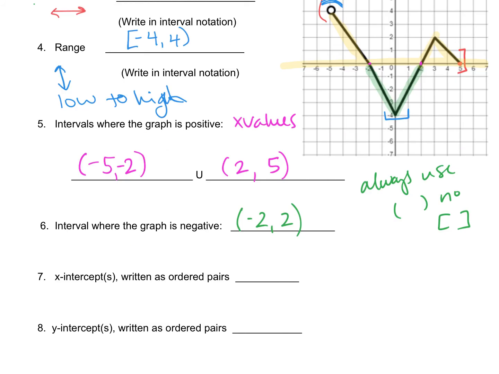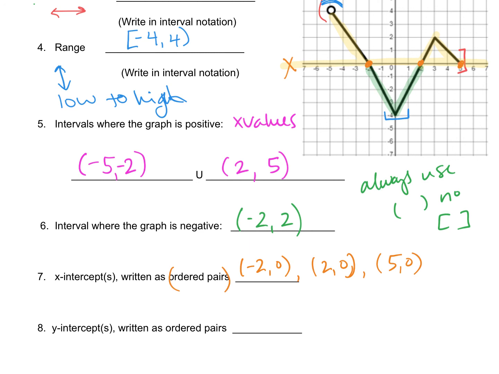The last two questions here talk about the x-intercept. So remember, the x-intercept is where does my graph touch the x-axis. This guy's the x-axis. So we're looking at this point, and this point. So our x-intercepts are going to be (-2, 0), (2, 0), and (5, 0). And these are all going to be with parentheses because they are ordered pairs, and ordered pairs are always parentheses.